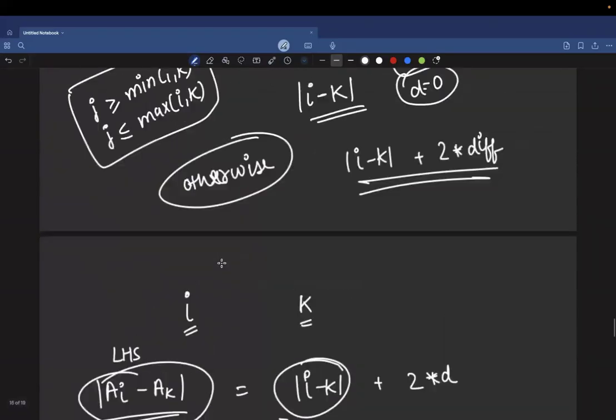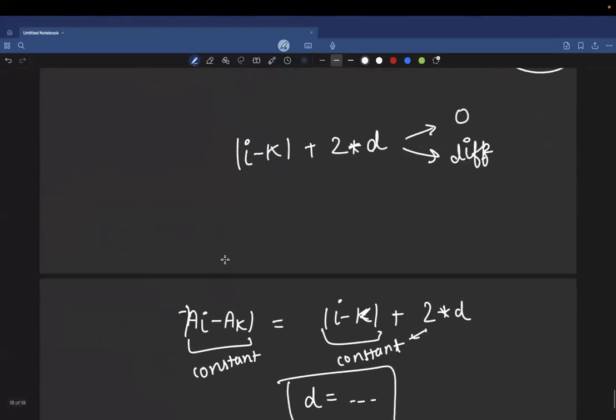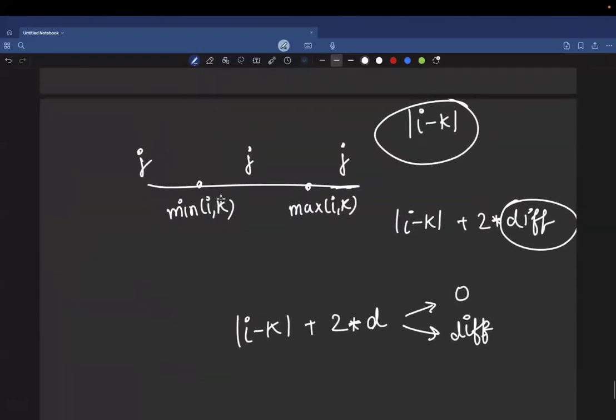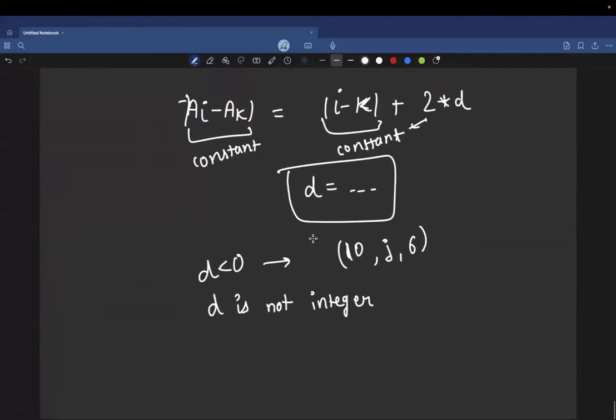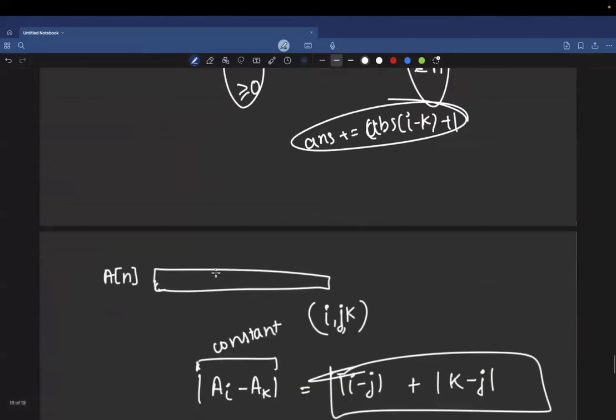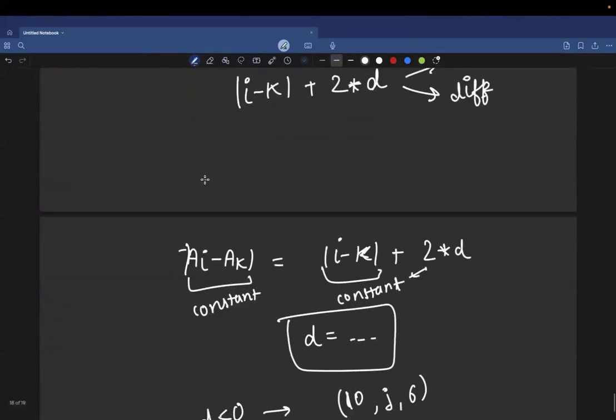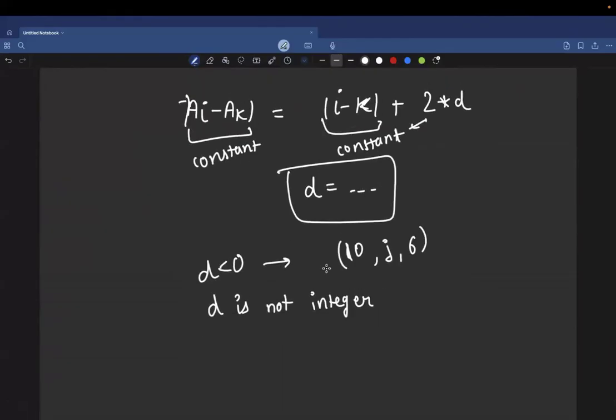you know that d is nothing but the difference between j and the closest point, and these I and k values are integers, so it is indicating that j must not be an integer, but that is also not possible, so it also indicates that there are no combinations, no triplets.